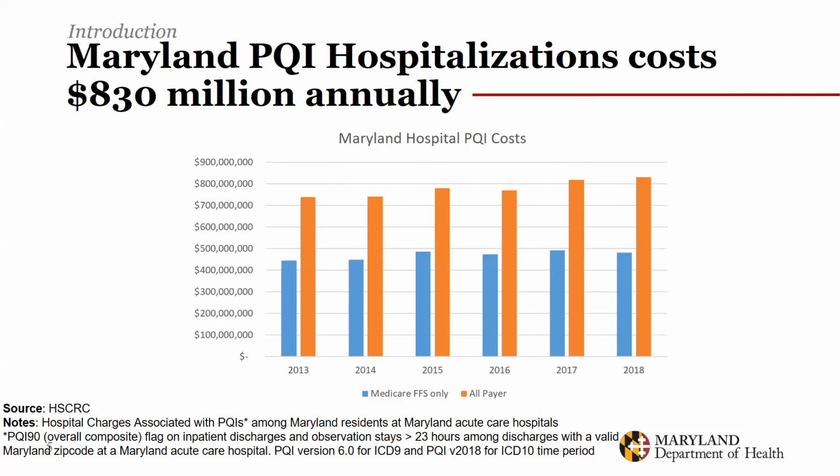And even as of 2018, you can see that the overall all-payer spend was in excess of $800 million, which is obviously very significant, and more than $400 million in 2018 just for Medicare fee-for-service patients only. Doesn't include Medicare Advantage and others, but just those Medicare fee-for-service beneficiaries. So this is obviously a big target for us.